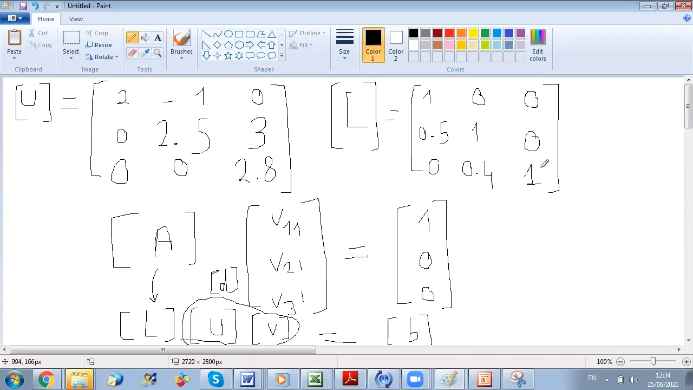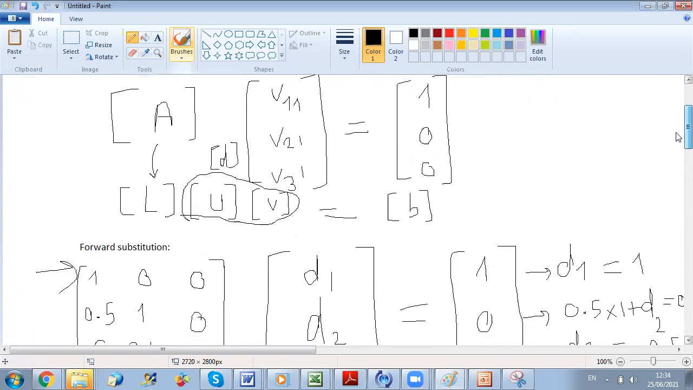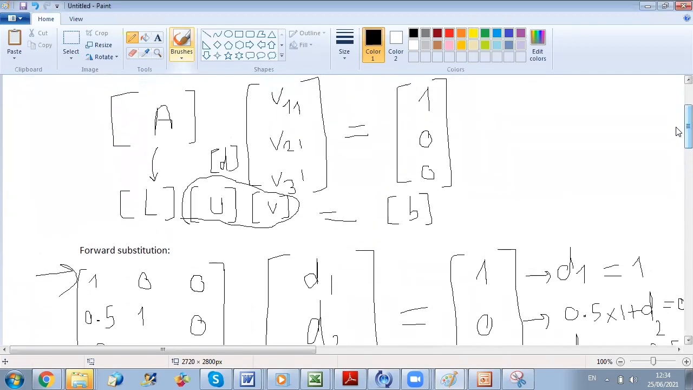Now, what is the first step to do? The first step is to find the vector v11, v21, v31, which constitutes the first column of A inverse. So the technique is to say that matrix A times V will give me the first column of the identity matrix, which is 1, 0, 0. Now we will proceed with the LU factorization. Once I have L and U, I replace matrix A by L times U, and then I say that L times U times V is equal to vector B.